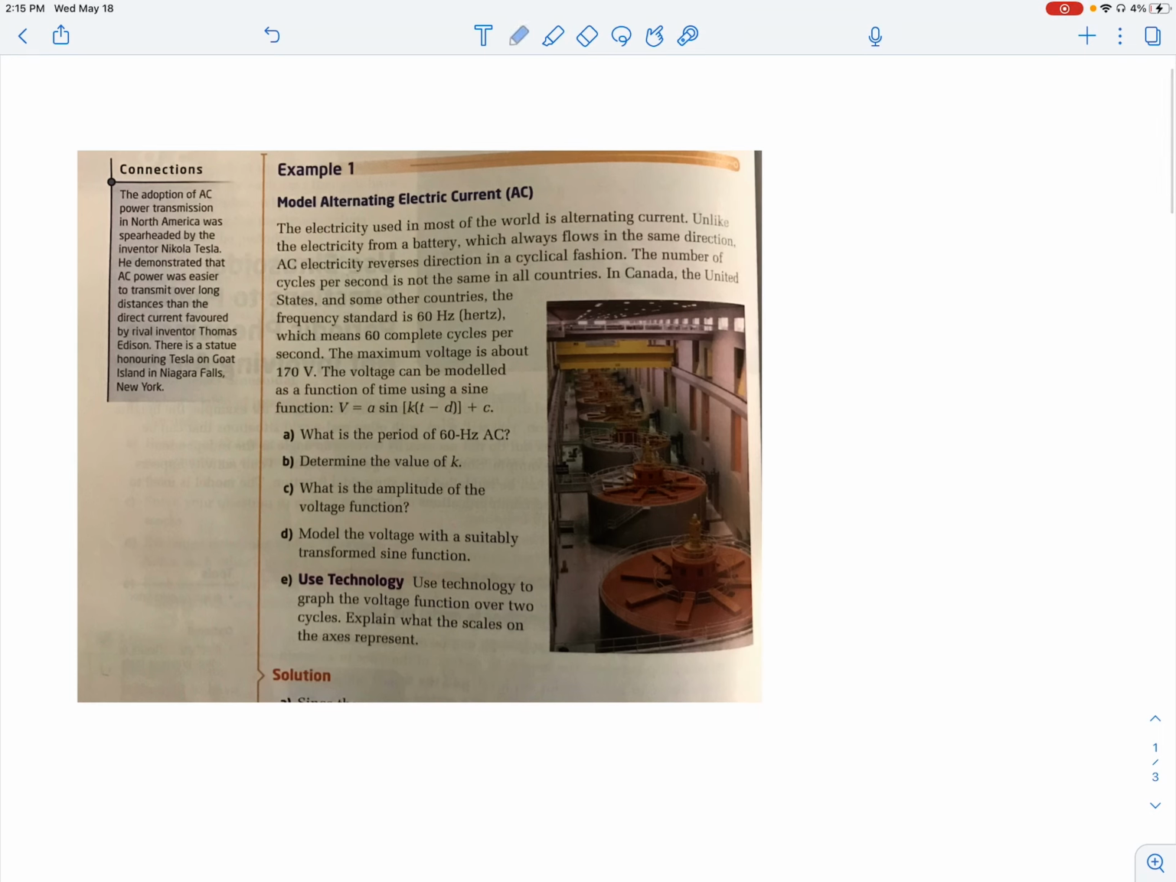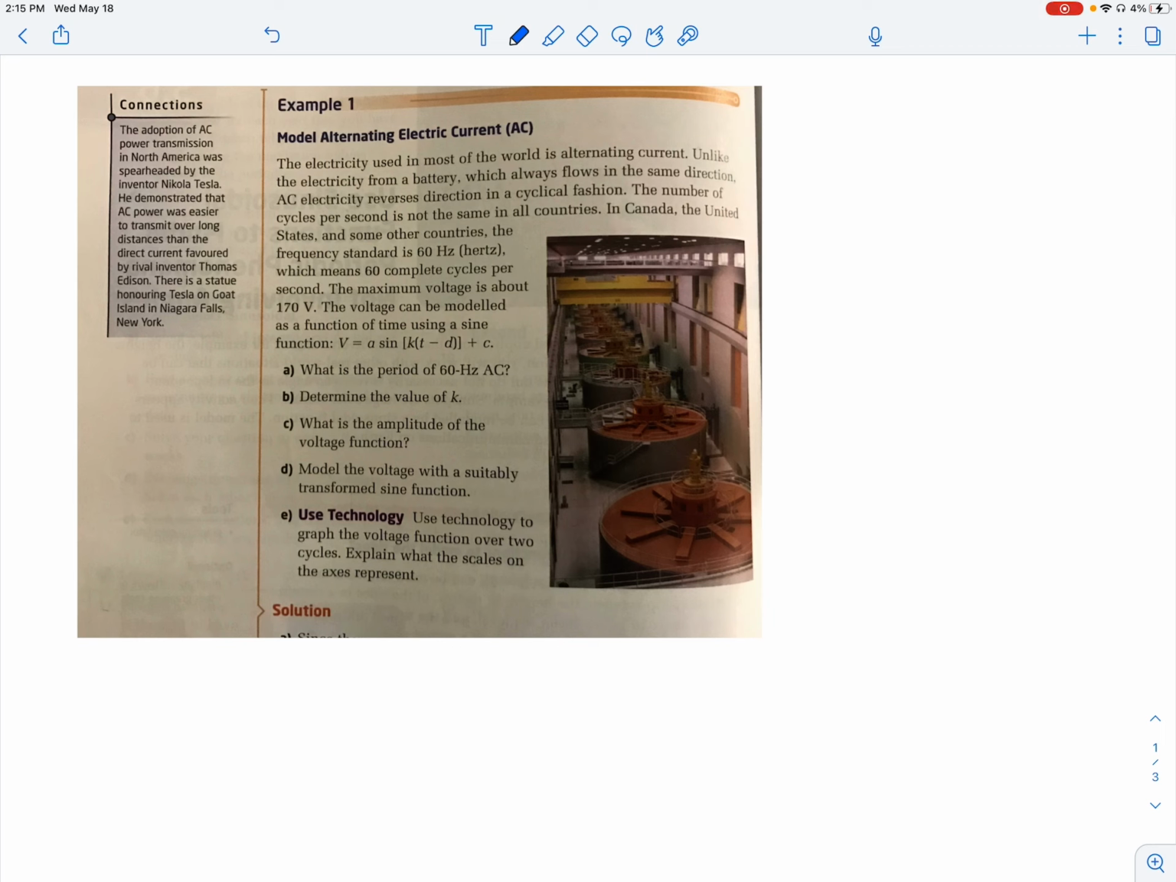In our first example, we're going to look at alternating current. The electricity used in most of the world is alternating current, unlike the electricity from a battery, which always flows in the same direction. AC electricity reverses direction in a cyclical fashion. So with AC current, the electricity will flow this way at one moment and then it flows back the next.